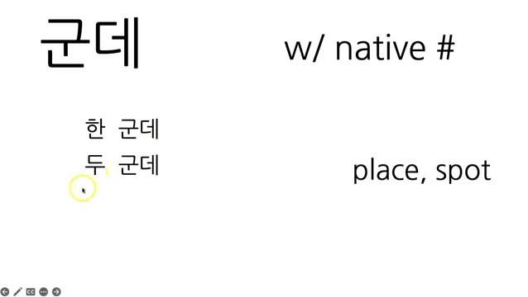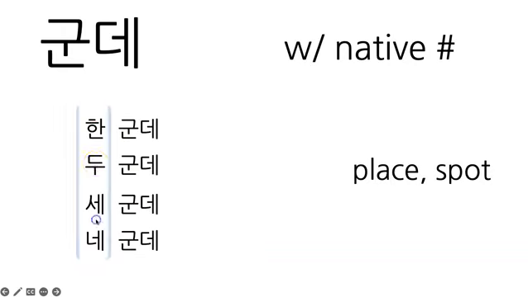두 군데, two places, or two spots, or two sites. That's 두 군데. 세 군데, three places, or three spots. 네 군데, four. So these are native numbers, 1, 2, 3, 4. So remember to use a native number with 군데.